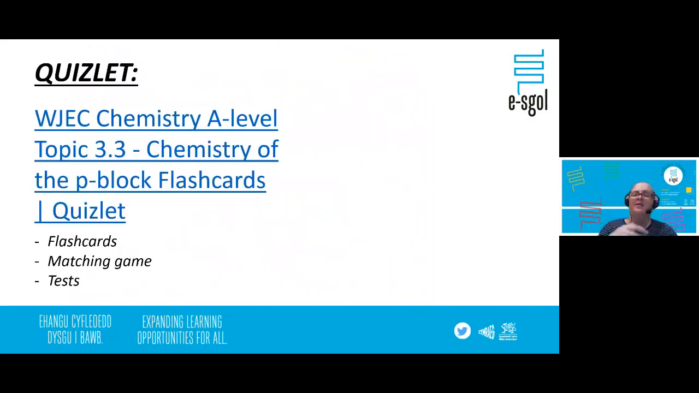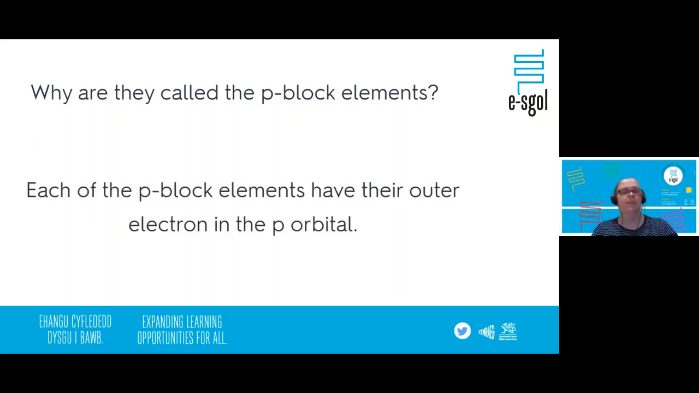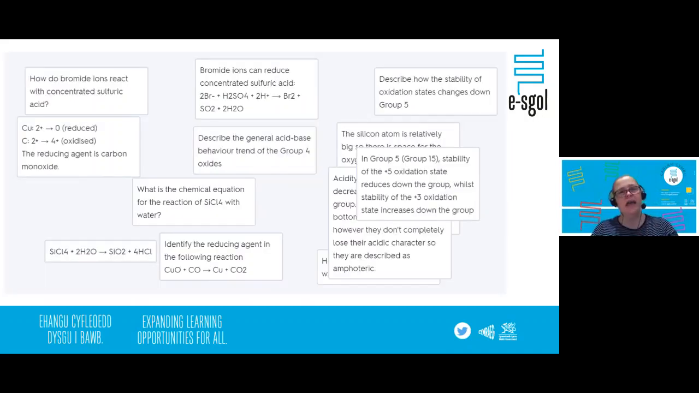And the second thing is try varying your revision as much as you possibly can. So I encourage my pupils to access things like Quizlet. Okay, so Quizlet gives you a variety of resources. So they tell you to do things like flashcards, matching games, etc. So for the case of the P block, the Quizlet will quite happily tell you this is an example of a flashcard, and you click on it and it tells you the answer on the other side. Okay, so this is the matching game for the P block.